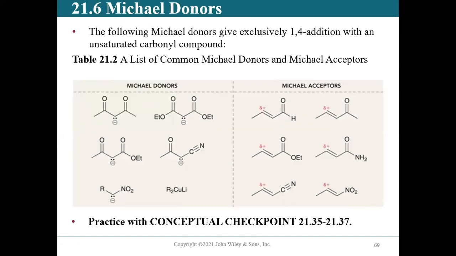The following Michael donors give exclusively 1,4 addition with unsaturated carbonyl compounds. Here is a list of common Michael donors and Michael acceptors. Acceptors are those alpha beta unsaturated carbonyls. Maybe aldehyde, maybe ketone, ester, nitrile, amide. And then here are those Michael donors.